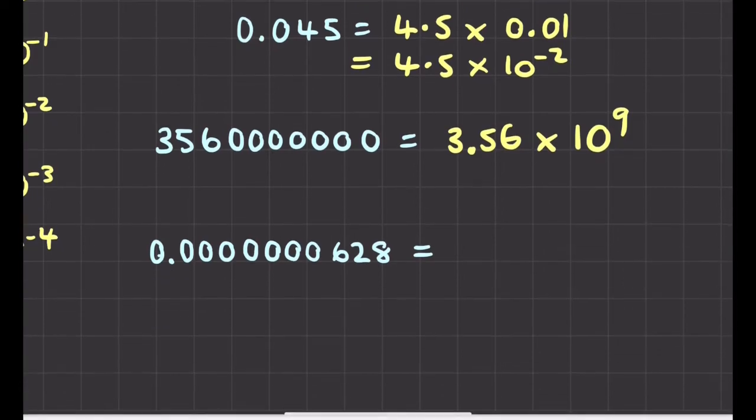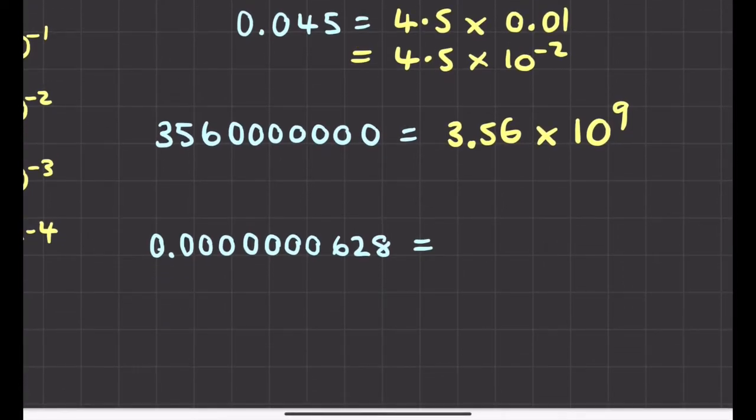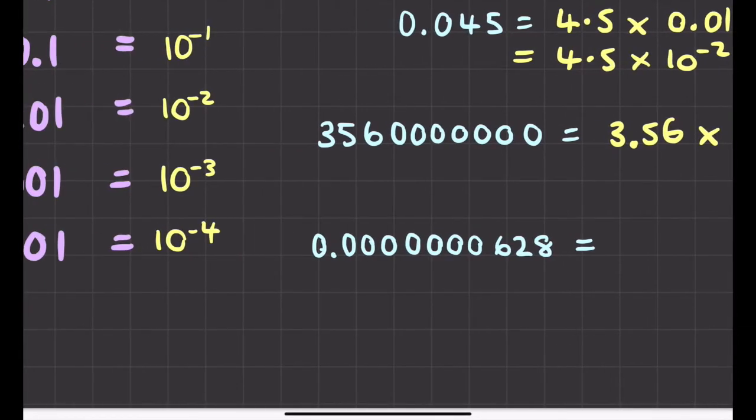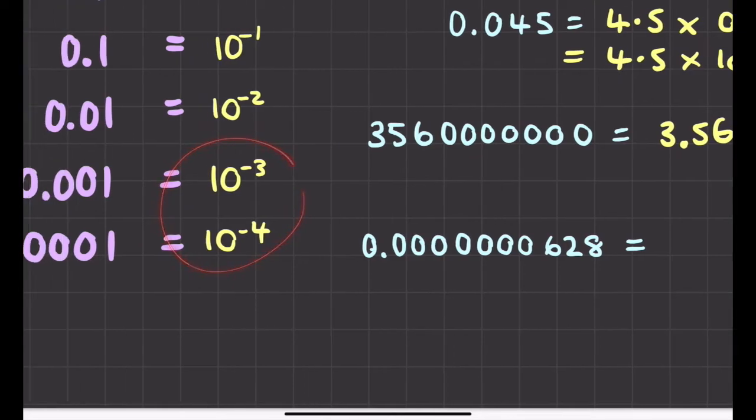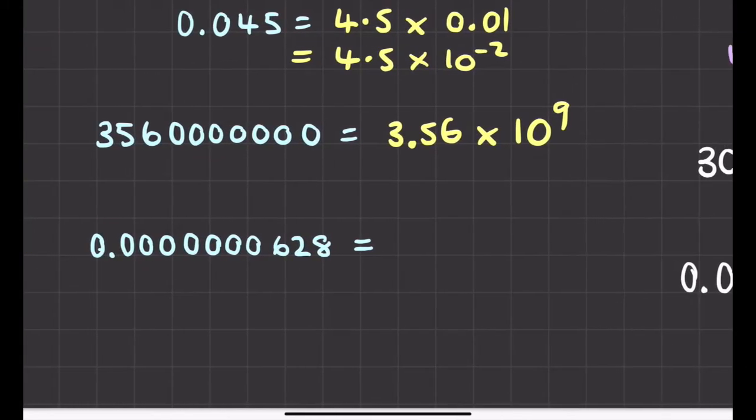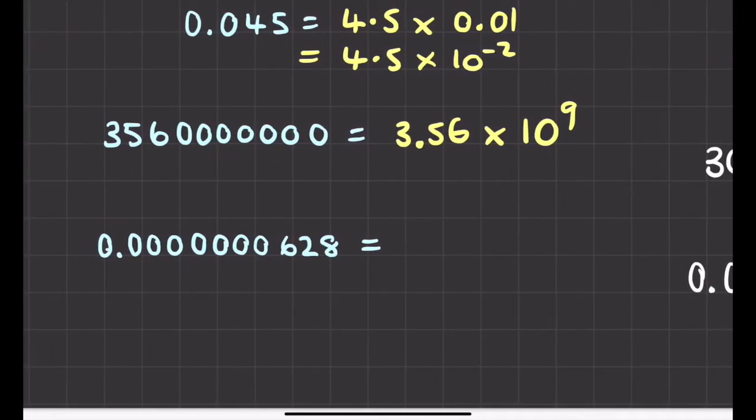Likewise, for a very small number, we know that these are negative powers for really, really tiny numbers. So this is going to have a negative power. If I look at my digits, the first digit's a 6, so I'll have 6 and then a decimal point and all the other digits after it to 8. That's going to be my number between 1 and 10.